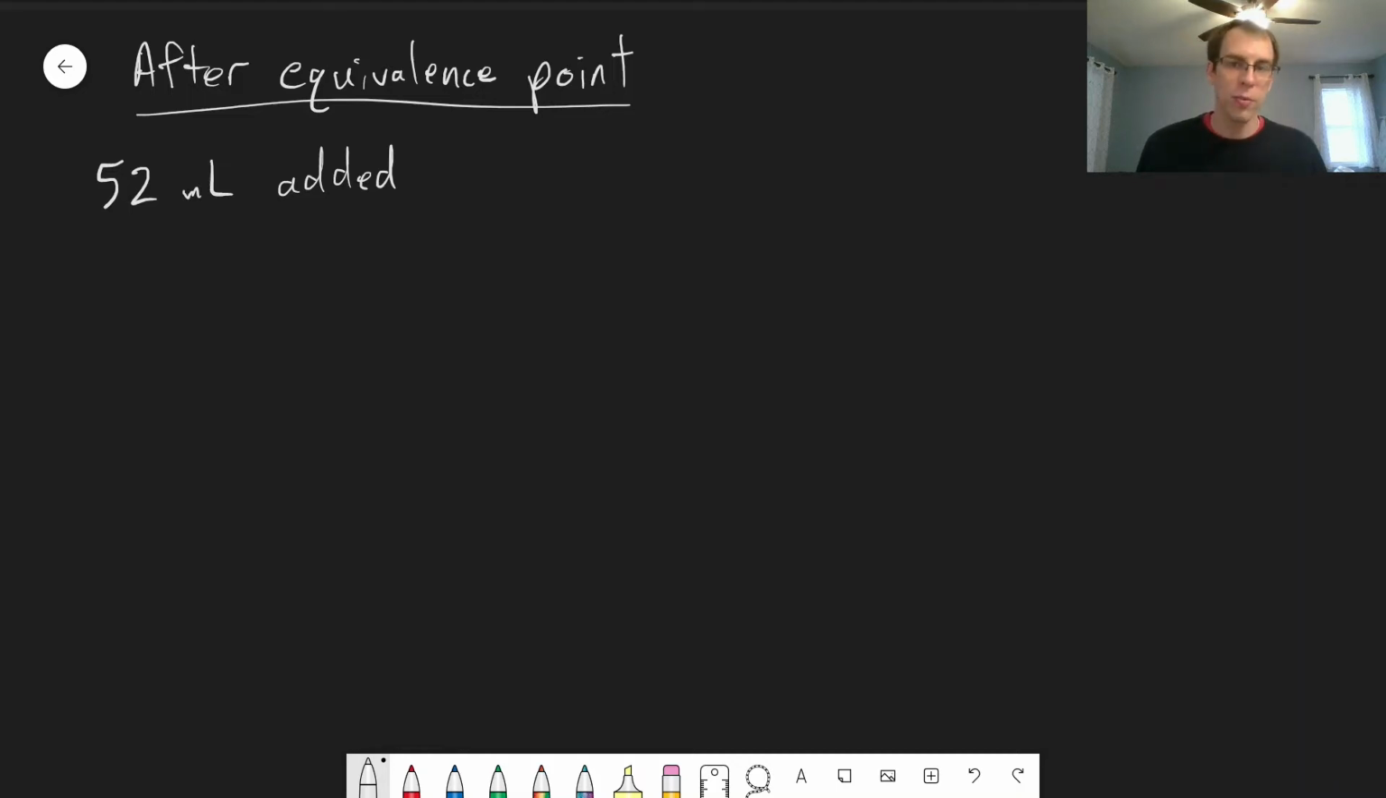The last point on the curve we're going to consider is something just past the equivalence point. Now at this point, all the silver reacted with all the chloride, and we have extra silver. And the concentration of silver is just going to be this extra silver that didn't react with the chloride and is just excess at this point.